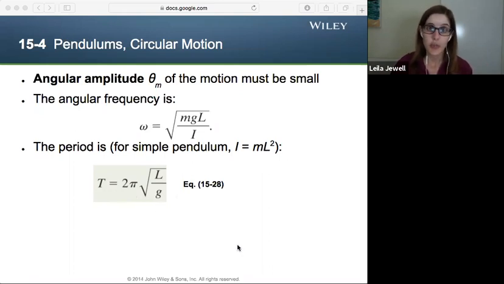This is an equation that we saw back in our pendulum lab, that the period of this simple pendulum just depends on how long the pendulum is and gravity, basically what planet you're on.